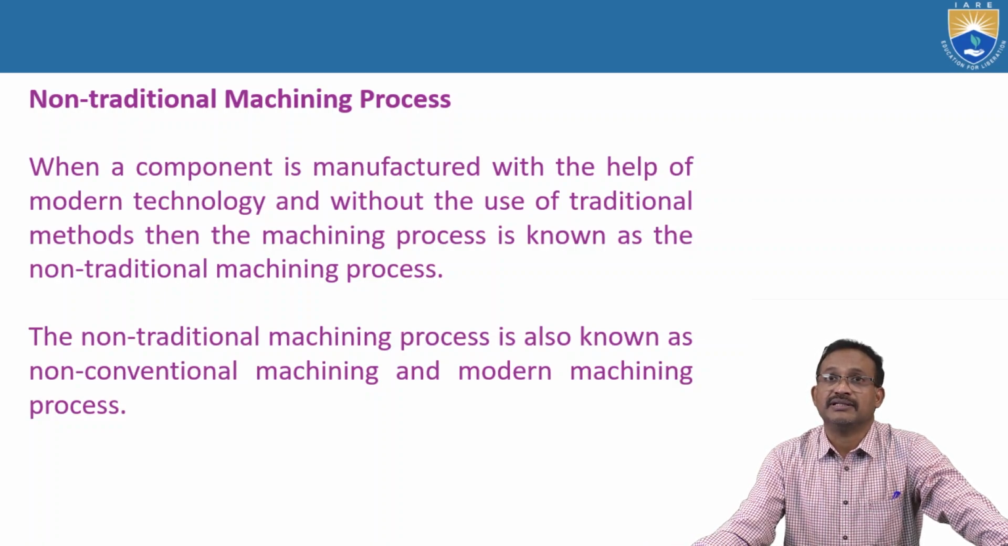This is completely different. Here, because of the action of some mechanical or thermal or chemical action only, the material removal takes place, whereas in traditional machining process the material removal rate will be very high because of the complete direct contact of tool to the workpiece. So this is the comparison between traditional and non-traditional machining process. In the coming presentation, we'll come to know each non-traditional machining process in detail.